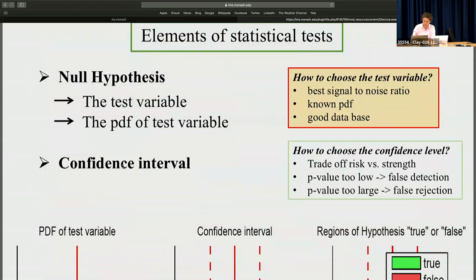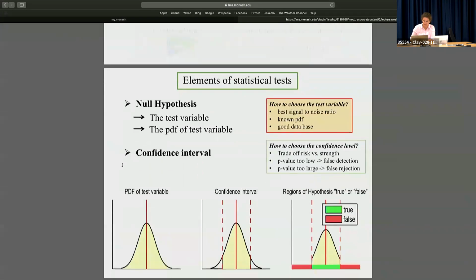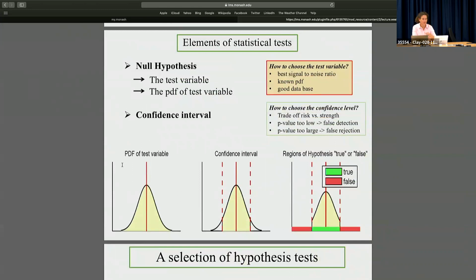So yeah, make this a bit smaller. So we start off with the elements of a statistical test. For that we need distribution. So we have test variables, and they distribute along a probability density function. Within those we have all sorts of moments like the mean and the standard deviation.